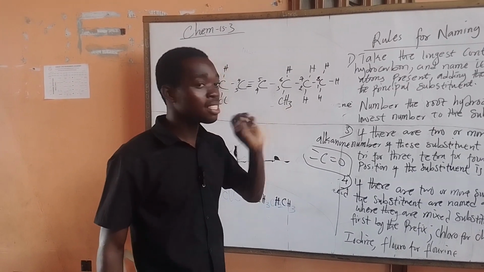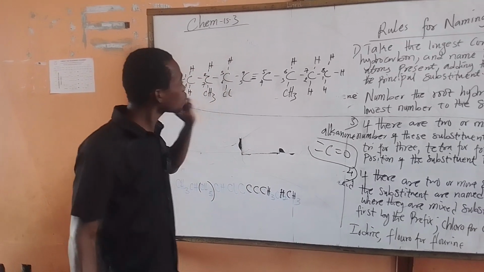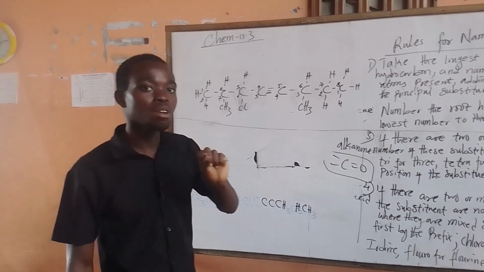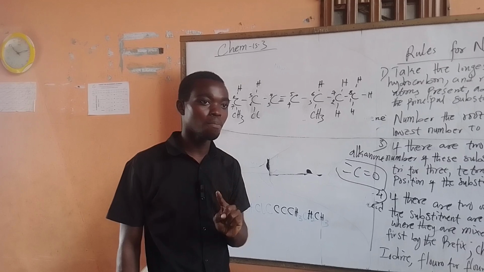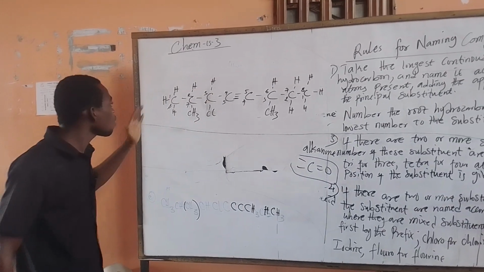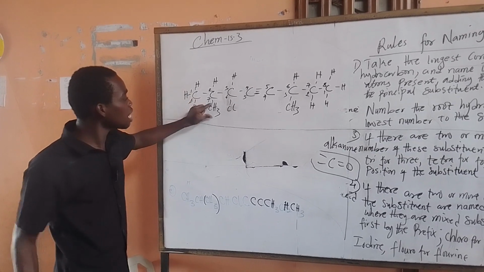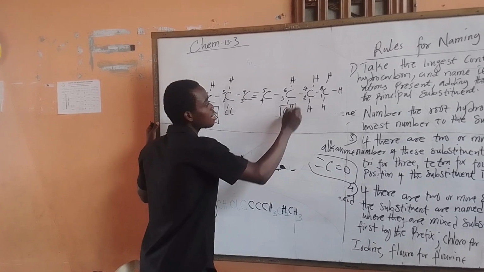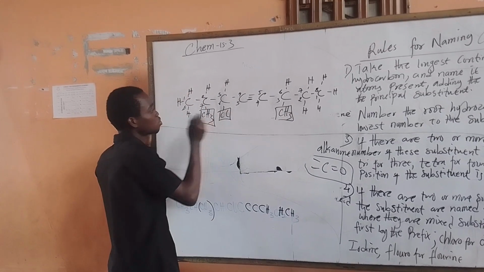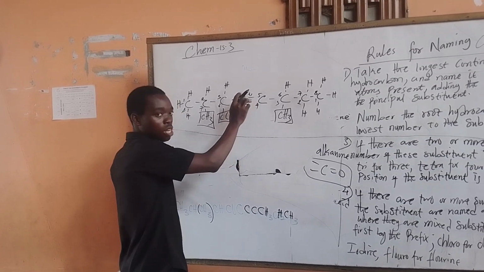In selecting and numbering the longest continuous carbon chain, the functional group is preferred over the rest. That is, the functional group is given the lowest possible number. Now look up. Here is a substituent, here is a substituent, here is a substituent, and here is also a substituent, but this is a functional group.